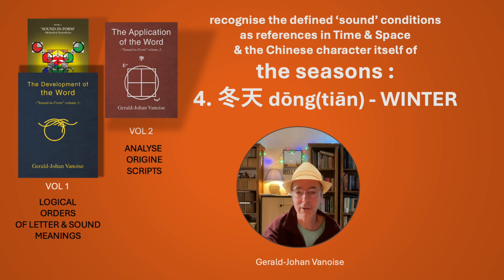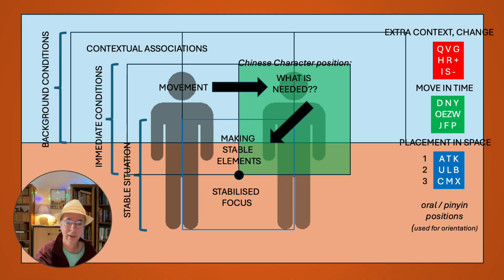I have here the last season, winter, or dōng, and in the background I have all the settings of all the possibilities of my yin and yang balance of letters, in which some are about stable positions in space, others are reference points in the timing, and others are adding context and are describing how you have a context and so on.